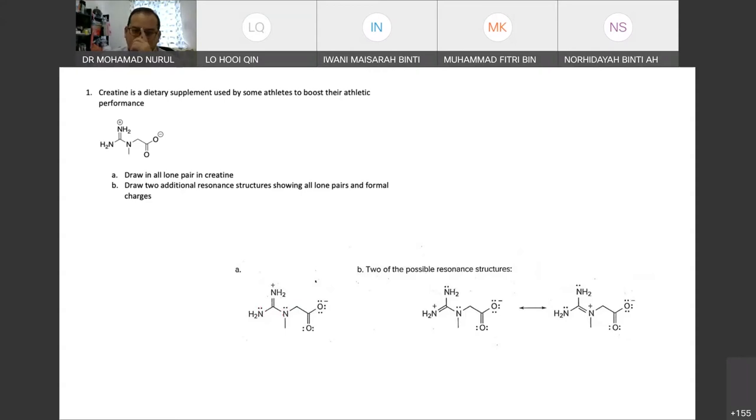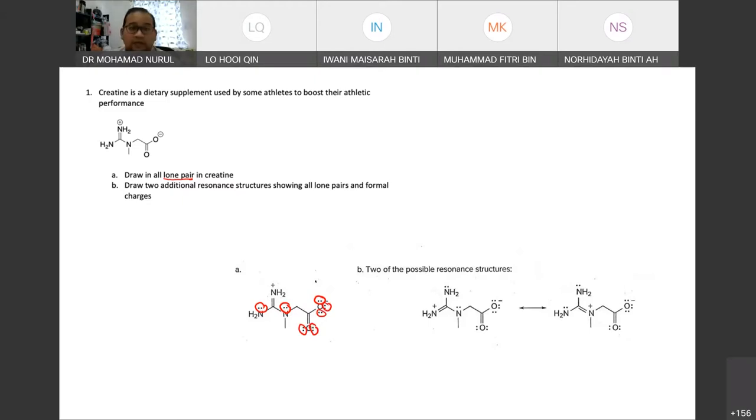three sigma bonds, and nitrogen itself has 1 pair of electrons, including this anion here for the oxygens. Oxygen can make only 2 bonds, but oxygen itself has 2 pairs of electrons. I hope you understand how to draw the lone pairs. Draw all lone pairs, not the shared ones. This one is 1, this one is 2, this is a lone pair.